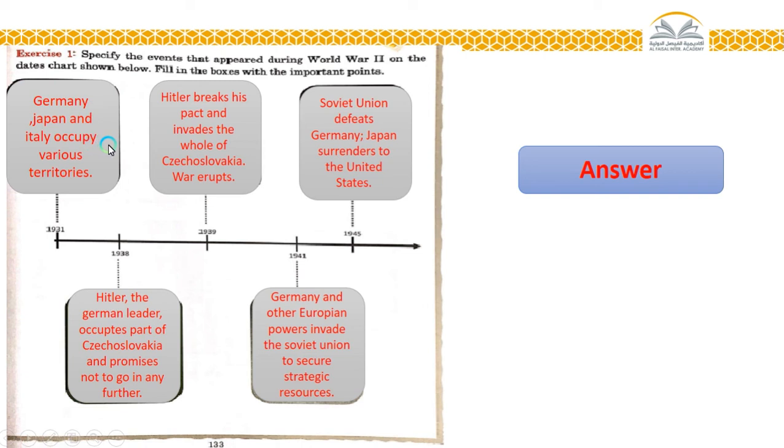Germany, Japan, and Italy occupied various territories. Hitler, the German leader, occupied part of Czechoslovakia and promised not to go any further. In 1939, Hitler broke his pact and invaded the whole of Czechoslovakia, and war erupted. In 1941, Germany and other European powers invaded the Soviet Union to secure strategic resources. And the last one, in 1945, the Soviet Union defeated Germany, and Japan surrendered to the United States.